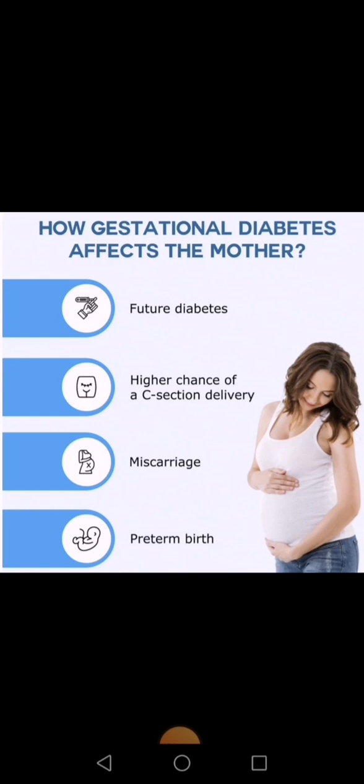Now here is how gestational diabetes affects the mother. Once again, the mother's effects are discussed here. First, future diabetes in life. The mother may pass through a serious condition like future diabetes. Higher chance of C-section delivery. Next, during delivery, the mother may face a higher chance of C-section delivery and then miscarriage. Now it's bad news for pregnant women. Due to GDM, she may have a miscarriage and preterm birth. So this is the before-the-time birth of a baby that may happen.